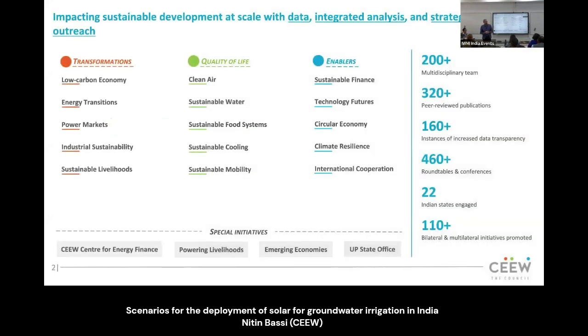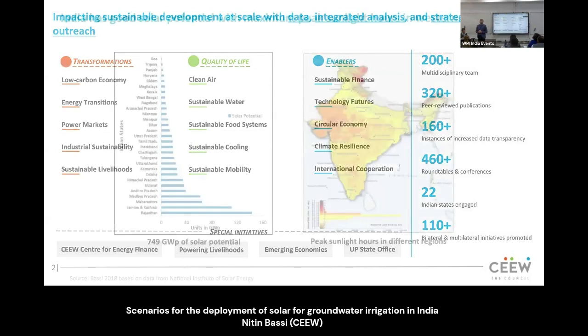Anyways, I'm Nitin Bassi. I am leading the Sustainable Water Program at the Council on Energy, Environment and Water. As you can see from this slide, we are impacting sustainable development at scale. We have an active presence in close to 22 Indian states. We have 3 major verticals, and sustainable water, which I am leading, falls in the quality of life. Next slide, please.